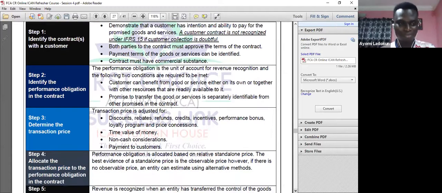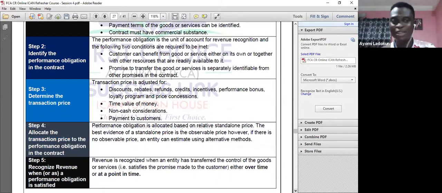Then your step 2, identify the performance obligation in the contract. So now here, what am I supposed to do? The performance obligation is the unit of account of revenue, and the following conditions must be met. There are 2 of them. 1, the customer can benefit from the goods or services, either on its own or together with other resources that are readily available. Normally, if you buy a car, the car will be enjoyed based on other resources like the fuel, okay? So you must be able to know that. That means they can benefit from it.